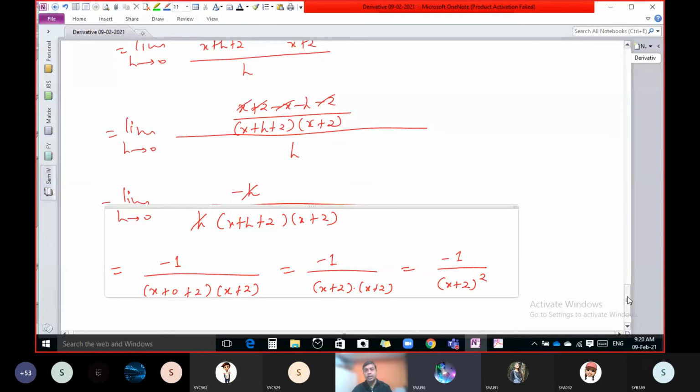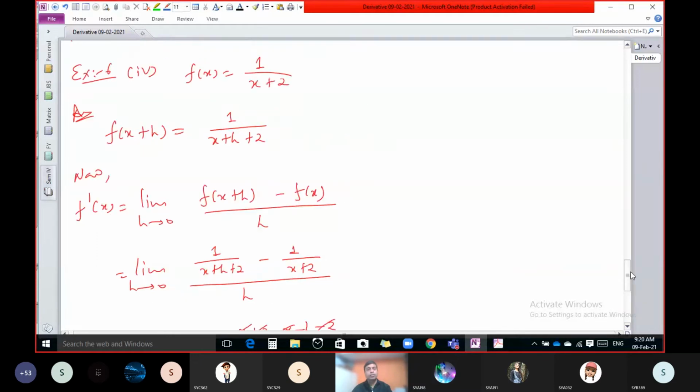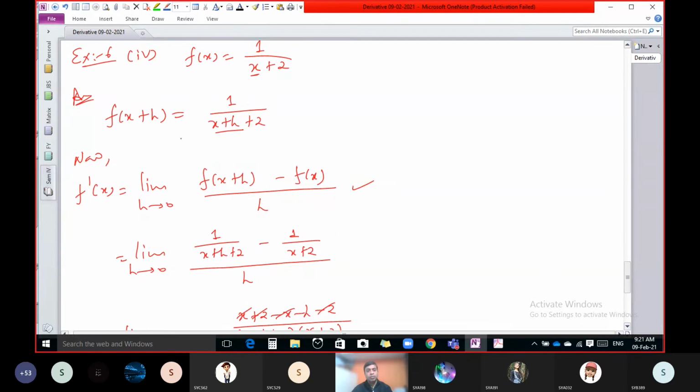Okay, let us repeat full question. First step, in place of x, put x plus h. So here we have to write x plus h. Then the formula. And then in this formula, substitute the values. So f of x plus h means this value. So that we have to write here minus this value, 1 upon x plus 2, upon h.